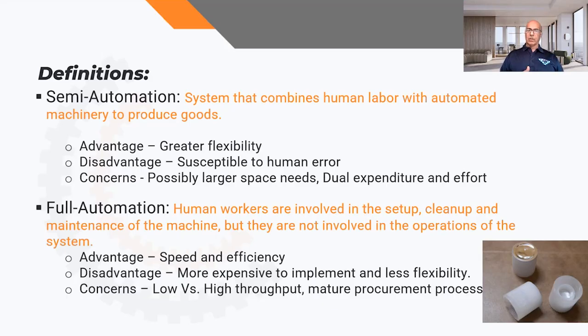The advantages are obviously speed and efficiency. The disadvantages, however, are that it's a more expensive solution to implement and it's less flexible. If you want to change something along the way, the machine is what the machine is, which takes you back to how you ordered the machine in your user requirement documentation. The concern here is low throughput versus high throughput, and that's a mature procurement process.